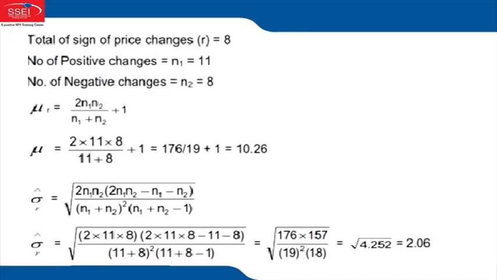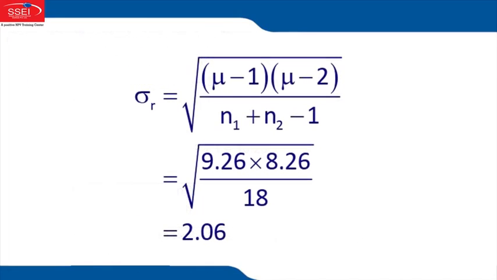Then they calculated mu is equal to 2n1n2 divided by n1 plus n2, plus 1. They got 10.26. For SD, I don't like the formula which they have given. Our formula for SD was the square root of (mu minus 1) into (mu minus 2) divided by (n1 plus n2 minus 1). Understood? That means 9.26 into 8.26 divided by 18, the whole square root. That comes to 2.06.